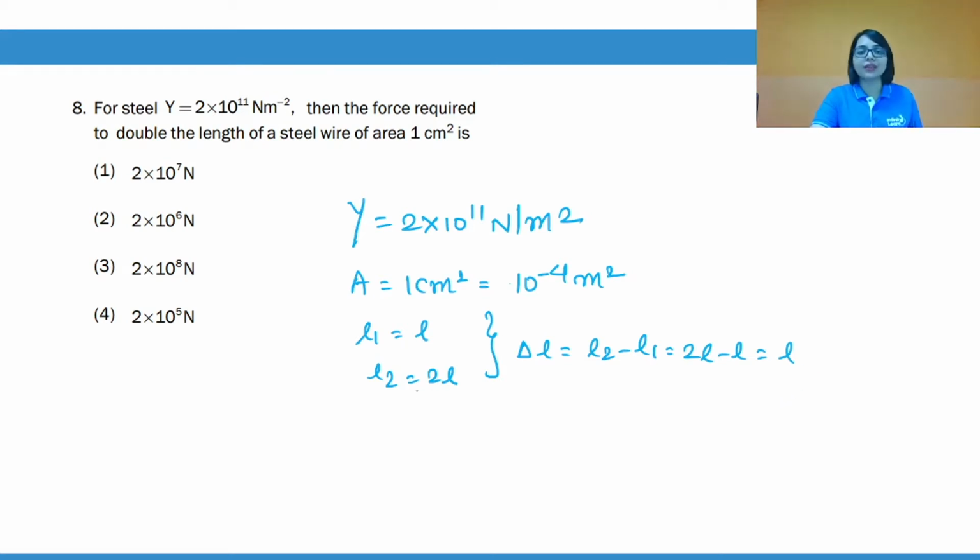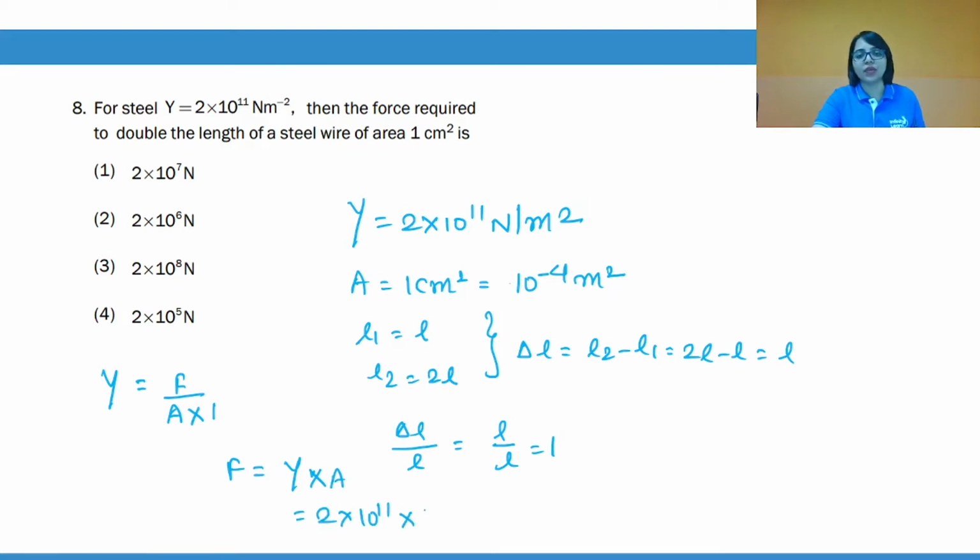What is the strain in the wire? Strain is delta L upon initial length, that is L upon L, which is equal to 1. So basically Young's modulus is stress, that is force upon area, divided by strain, which is 1 in this particular question, right? So force will be Young's modulus into area. Young's modulus is 2 into 10 power 11 and area is 10 power minus 4. So it will be 2 into 10 power 7 Newton. So this is the force required to double the length of the wire, which is option 1.